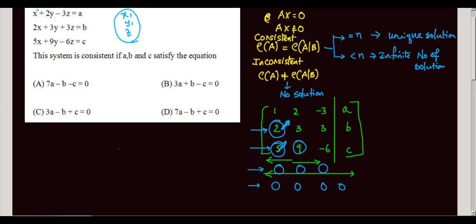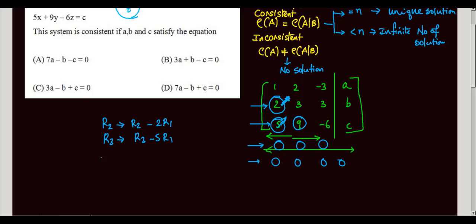Okay, for that, R2 tends to R2 minus 2R1. Okay, R3 tends to R3 minus 5R1. Right. So now what we have: 1 2 minus 3 a; 2 minus 2 = 0, 3 minus 4 = minus 1, 3 plus 6 = 9, and b minus 2a; R3: 5 minus 5 = 0, 9 minus 10 = minus 1, minus 6 plus 15 = 9, c minus 5a.